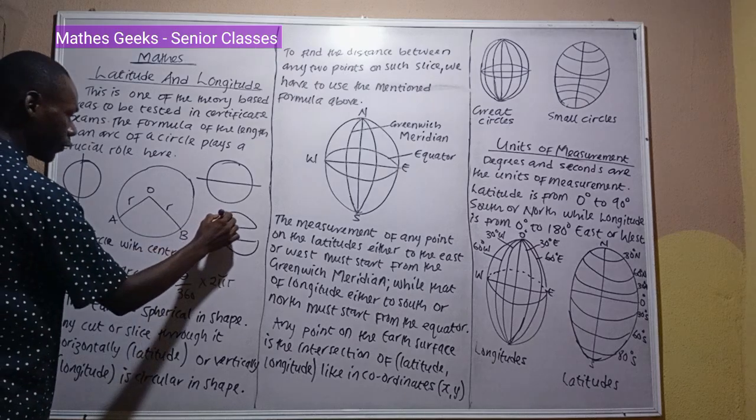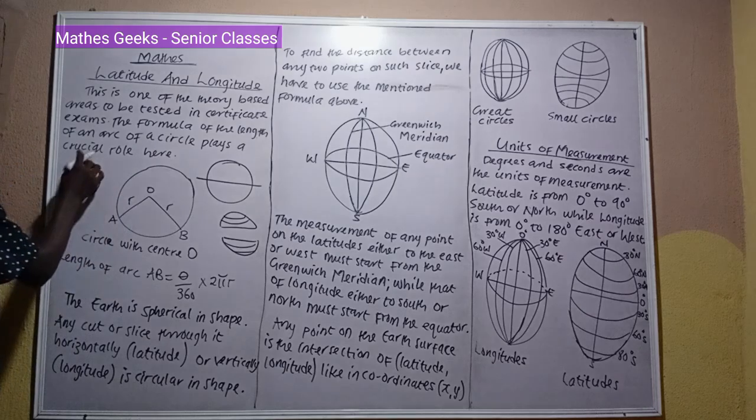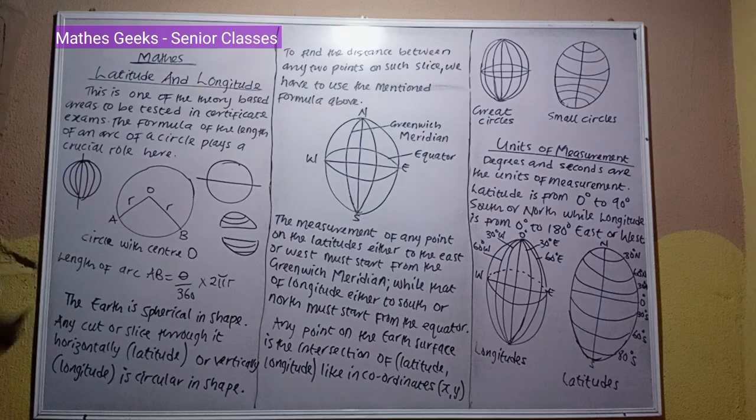So you're going to have lines like this and this, and also like this. If you cut it horizontally, you're going to have parts like this, and then the other half like this. All right, that's what you're going to have. So the Earth is spherical in shape. Any cut or slice through it horizontally, that's latitude, or vertically, longitude, is circular in shape. You can use an orange to verify this.